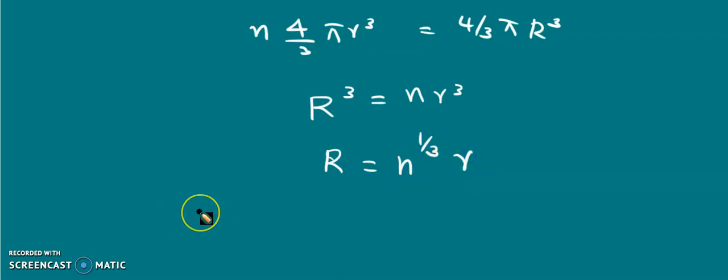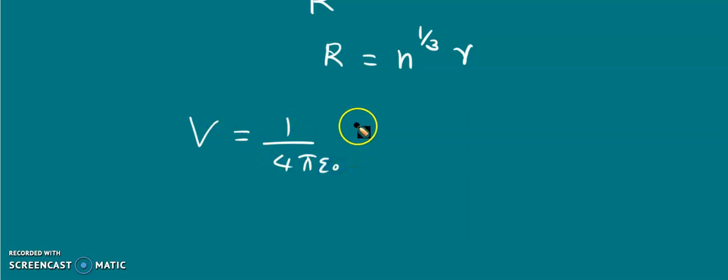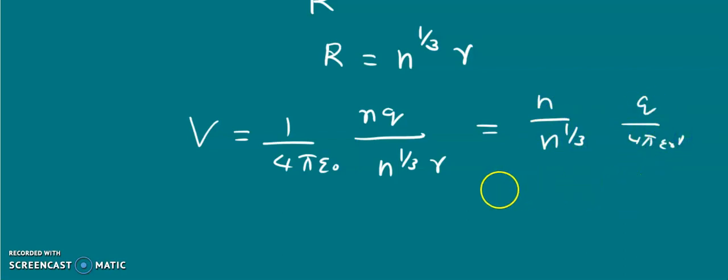The corresponding potential of the larger drop is equal to 1 by 4 pi epsilon 0 into capital Q by capital R. Q is nq and capital R is n raised to 1 by 3 r. So we have n divided by n to the power 1 by 3 into q by 4 pi epsilon 0 r, and this is the small v. So n divided by n to the power 1 by 3 is n to the power 2 by 3 into v. So you can calculate the effective potential if the number of drops and the potential of each drop are given.